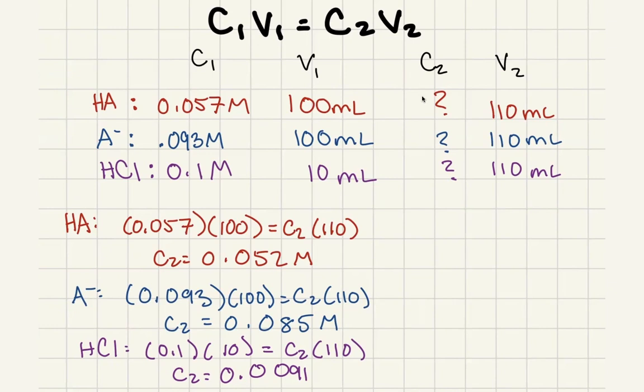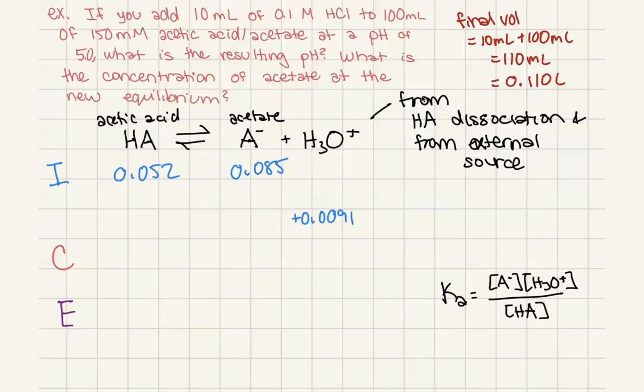But if we do this, then basically we can take the initial concentrations of each of these. And for the HCl, this is the concentration that we're adding. Remember, it's not present in the original mixture, so this will make more sense once we stick it in the table. Basically, we want to figure out what the molarity would be of these solutions when we initially mix them, before they react. So we can get these values of 0.052 for our acetic acid, 0.085 for our acetate, and 0.0091 for our hydrochloric acid. And we can plug those into our ICE table.